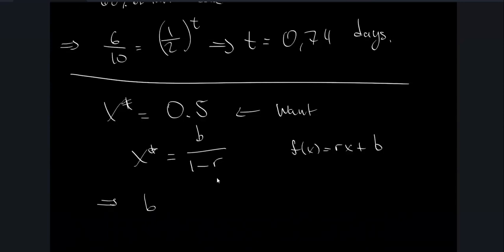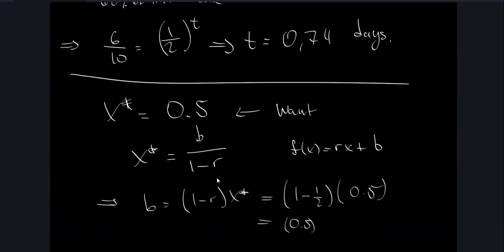We could just solve for it. b is therefore going to be (1 minus r) times x star. r is 1/2, so it's going to be 1 minus 1/2. x star, we want it to be 0.5, so it's going to be 0.5 times 0.5, which is going to be 0.25.